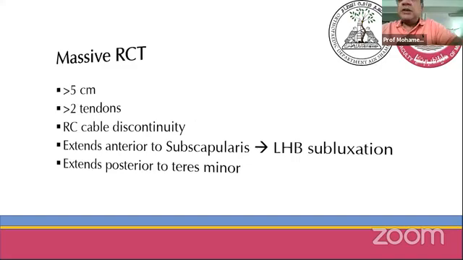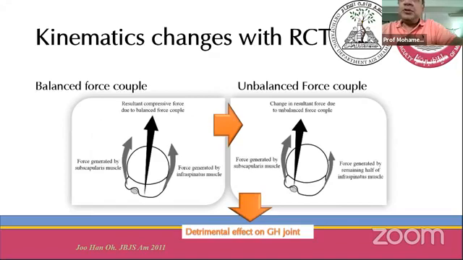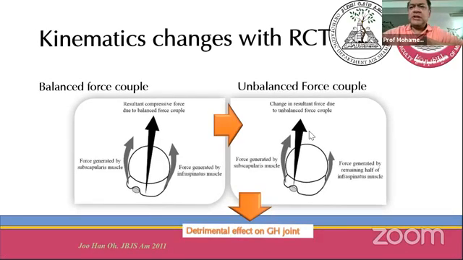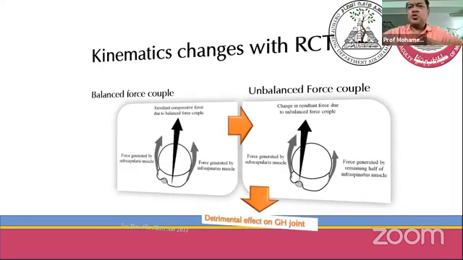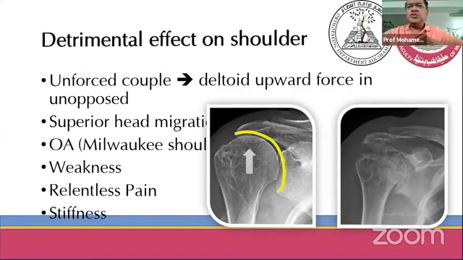The problem with the massive rotator cuff tear is that when it reaches a break point of the unbalanced force couple around the shoulder, it will cause a detrimental effect and osteoarthritis of the shoulder, or what's called the Milwaukee shoulder, which combines weakness, pain, and stiffness, with head migration upward and friction with the acromion, leading to a detrimental effect on the shoulder joint. But we don't need to reach this detrimental final stage.